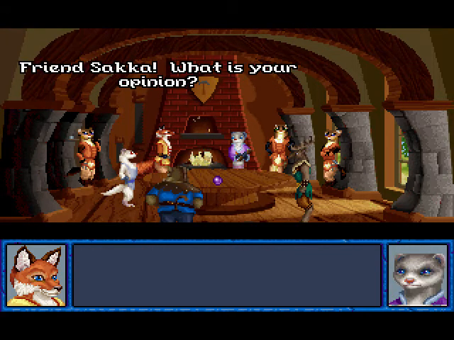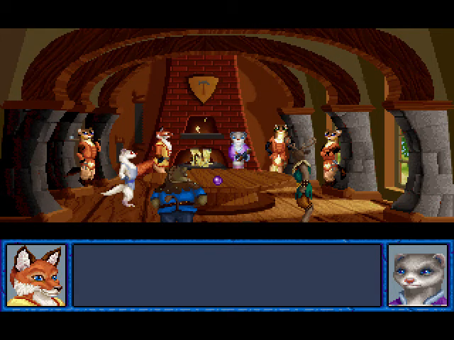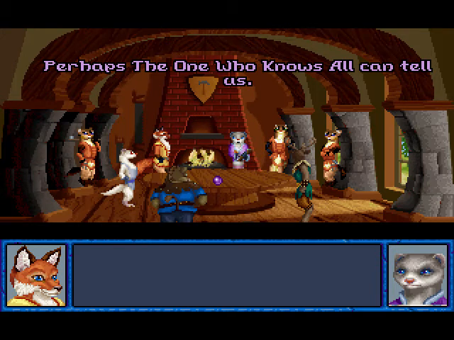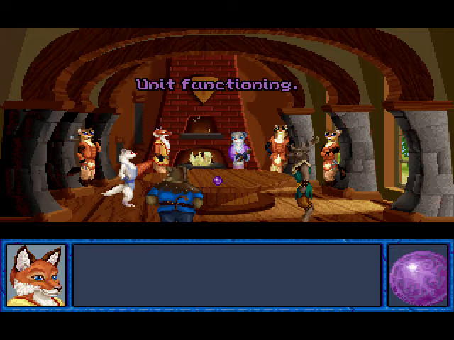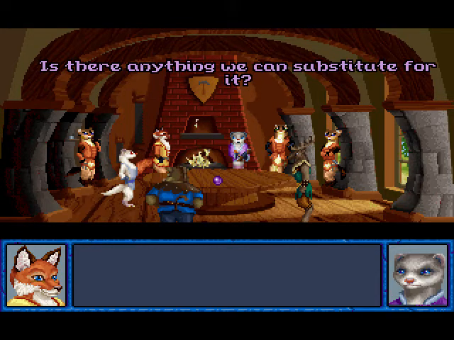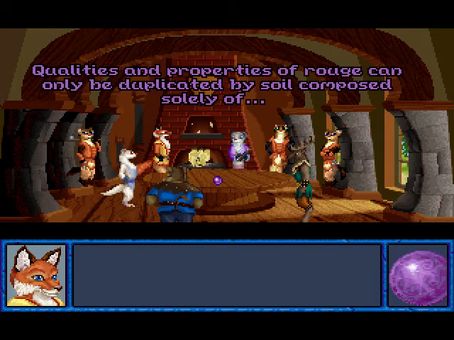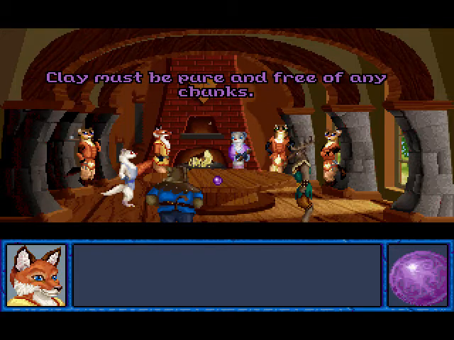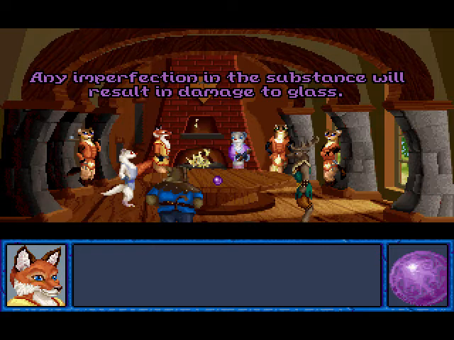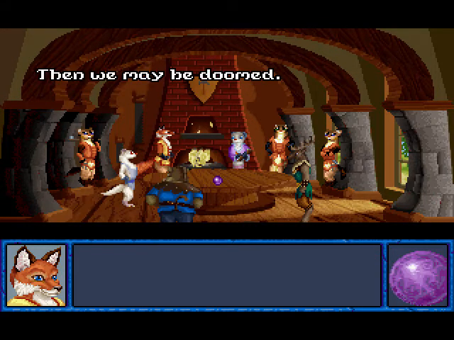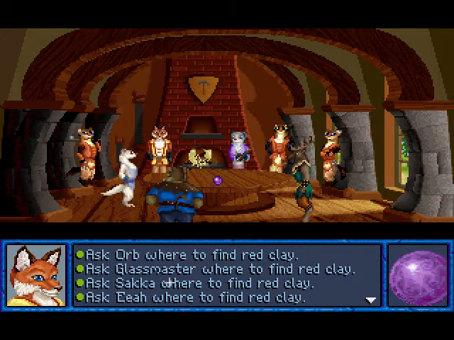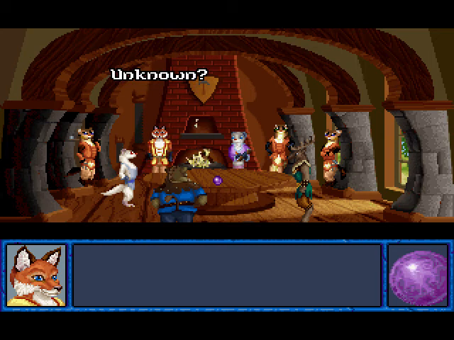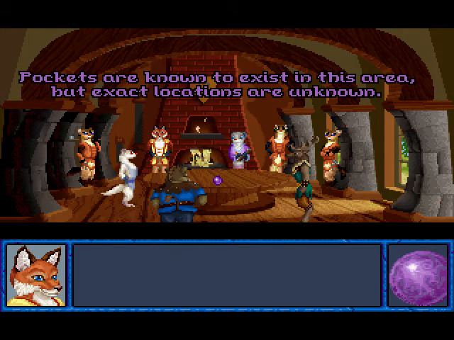Friend Sokka, what is your opinion? Perhaps there is a substitute we can use for polishing rouge. But we're not even sure what polishing rouge is. We certainly don't know what to substitute for it. Just ask it. Perhaps the one who knows all can tell us. Excuse me, Orb. Unit functioning. Unit, we have no polishing rouge. Is there anything we can substitute for it? Qualities and properties of rouge can only be duplicated by soil composed solely of red clay, which is ground into the finest powder. Clay must be pure and free of any chunks. Any imperfection in the substance will result in damage to glass. Then we may be doomed. I know of no clay. And where can we find this pure red clay? Location unknown. Unknown? Pockets are known to exist in this area, but exact locations are unknown.